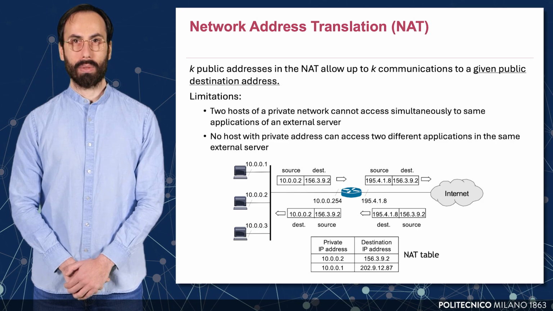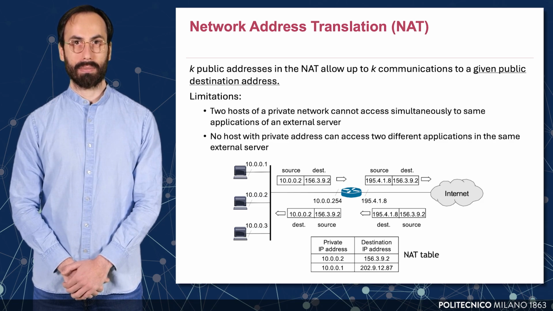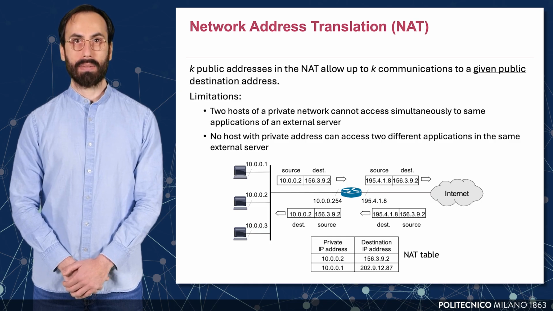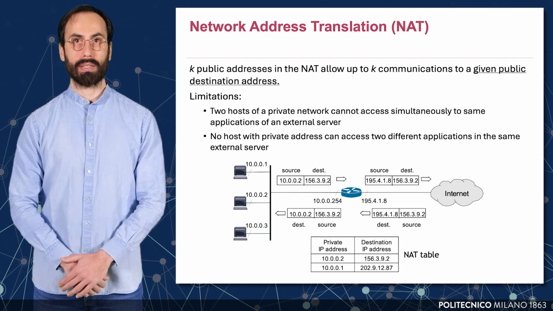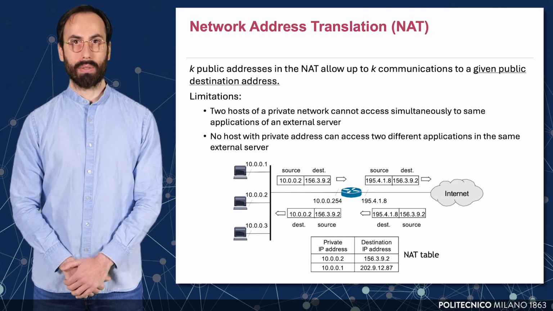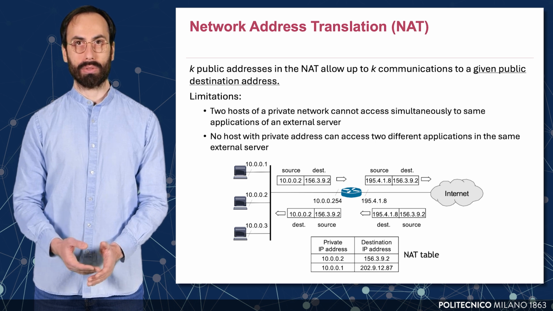If 2 hosts from a private network attempt to access the same application on the same external server at the same time and there's only one public IP available, the NAT device cannot distinguish between the sessions without additional mechanisms like port mapping. Similarly, a single private host cannot establish multiple sessions with different services on the same external server unless the NAT can differentiate based on ports or protocols.